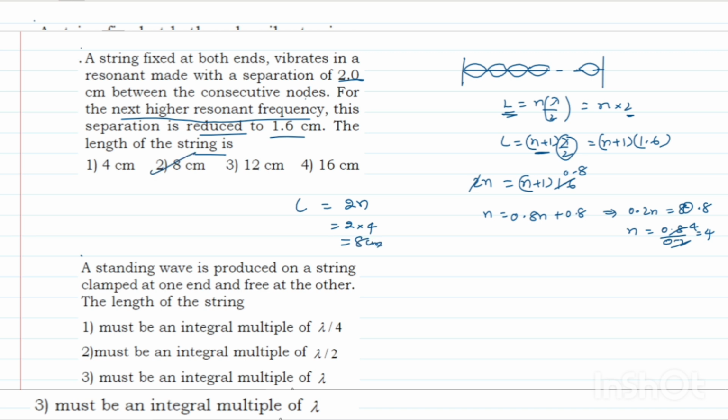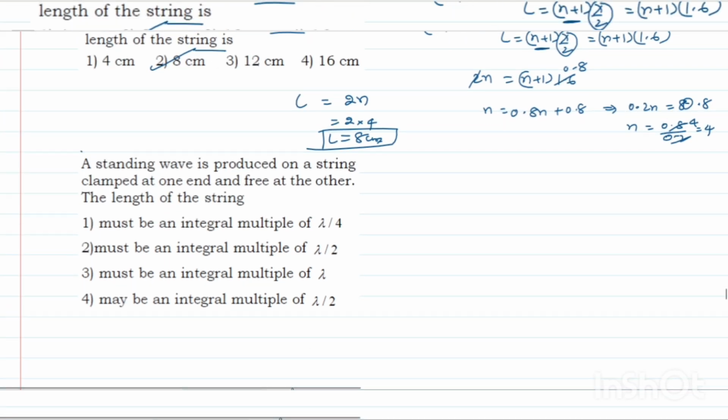So we don't know the actual length of the string, but each segment is given as 2 centimeters initially. And when you are producing n loops, and n plus 1 loops, for n loops each segment will be separated by a 2 centimeter distance, and the next one is given as 1.6 centimeters. It has been reduced for n plus 1 loops. So the length of the string, L, we didn't know, students. We are calculating the length of the string: L equals 8 centimeters.